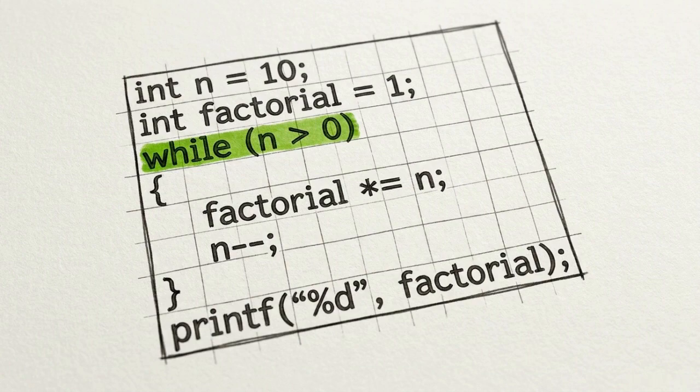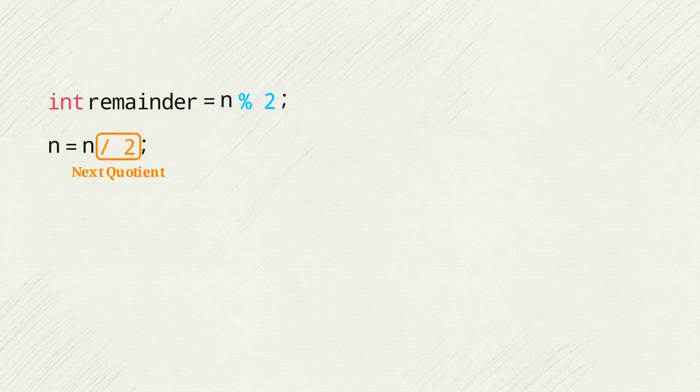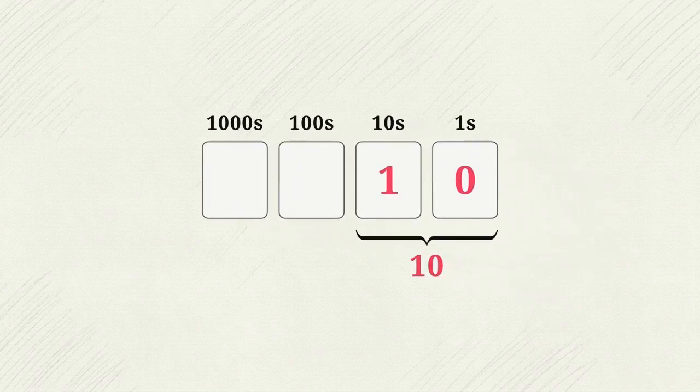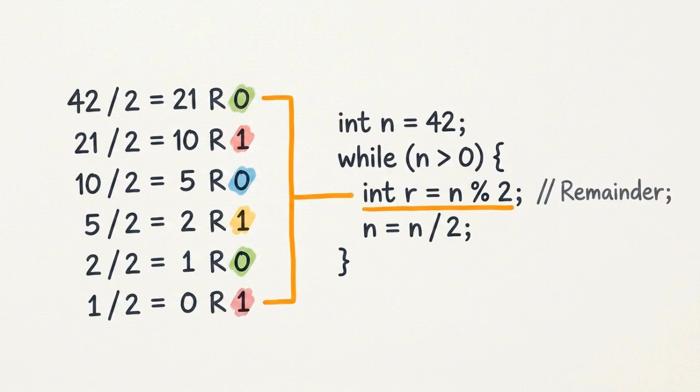We use a while loop that runs as long as our decimal number is greater than 0. Inside the loop, we calculate the remainder using the modulo operator, and then divide the number by 2 to prepare for the next iteration. To construct the final number in our code, we use a power variable. By multiplying our current answer by 10 and adding the new remainder, we are shifting each new bit into the correct tens, hundreds, or thousands place. The way you solve the problem on paper provides the exact structure needed for the code loop.